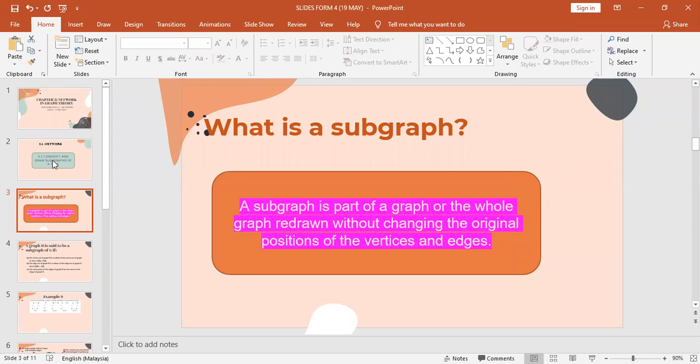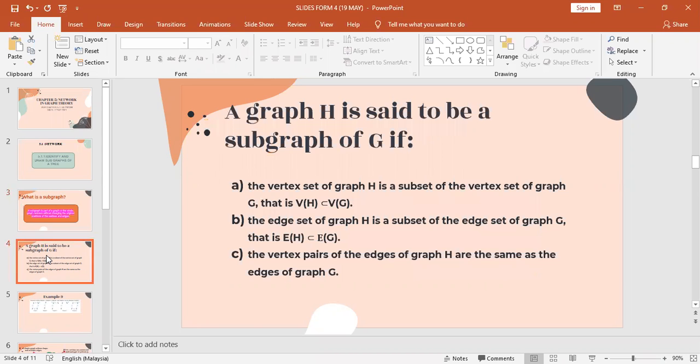and edges. Maksudnya, subgraph tu boleh jadi part of the graph, or maybe the whole graph that is redrawn, yang dilukis semula without changing the original positions of the vertices and edges. Okay. Dekat sini dia kata, a graph H is said to be a subgraph of G if, firstly, the vertex set of the graph H is a subset of the vertex set of graph G.